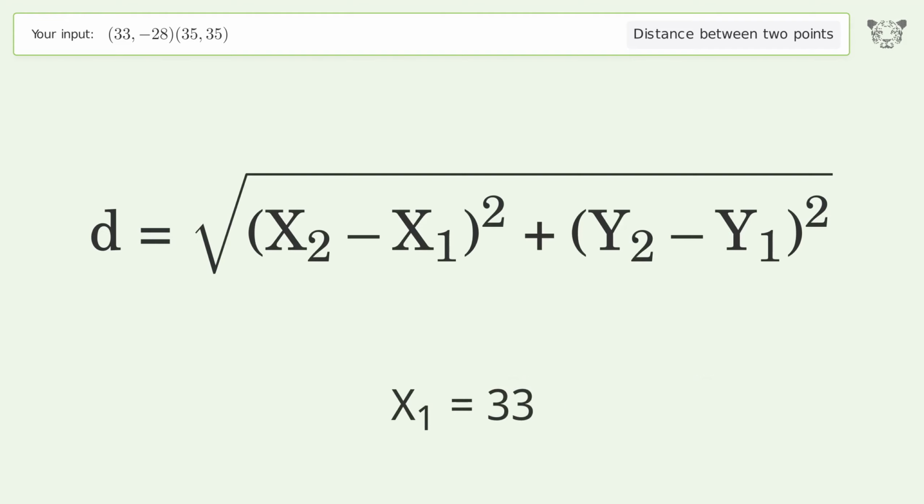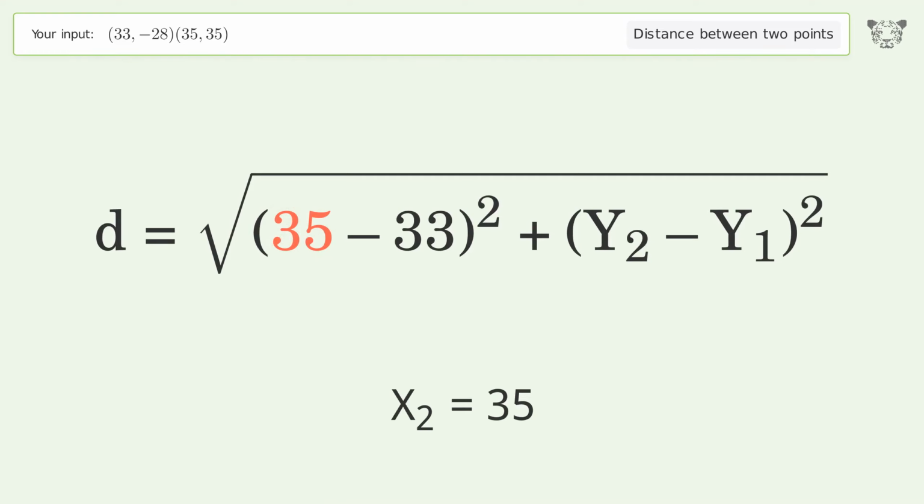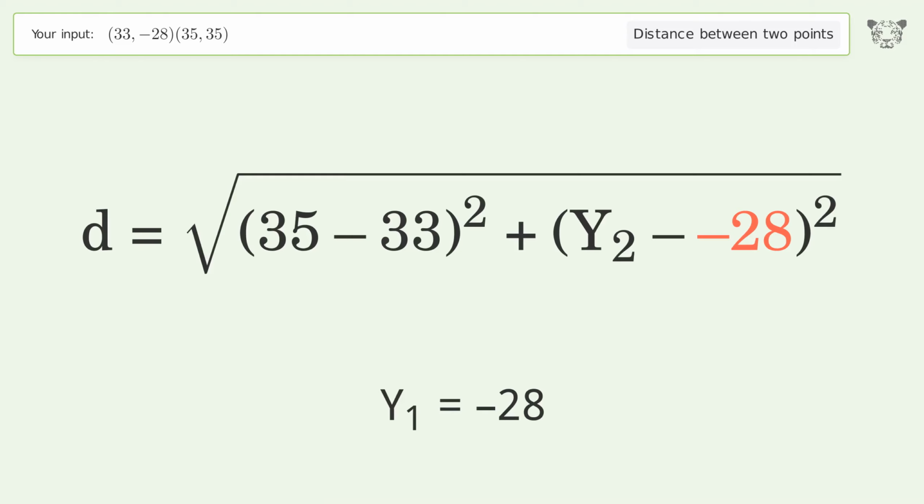x1 equals 33. x2 equals 35. y1 equals negative 28. y2 equals 35.